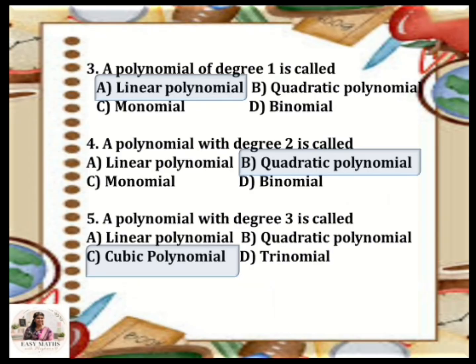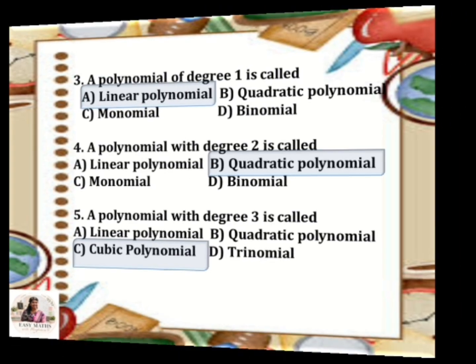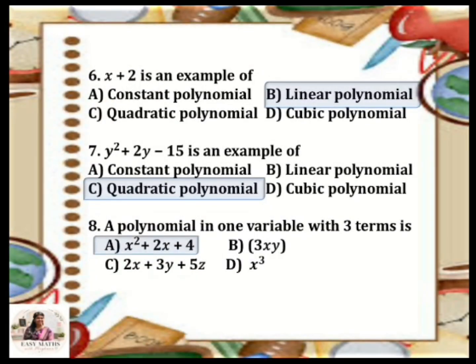So linear polynomial is degree 1, quadratic polynomial is degree 2, cubic polynomial is degree 3. And what is trinomial? So trinomial is nothing but in an algebraic expression, if you found 3 terms, then it is called as trinomial. So this is regarding the question number 3, 4 and 5. Here I explained the basic concept regarding the types of polynomial.